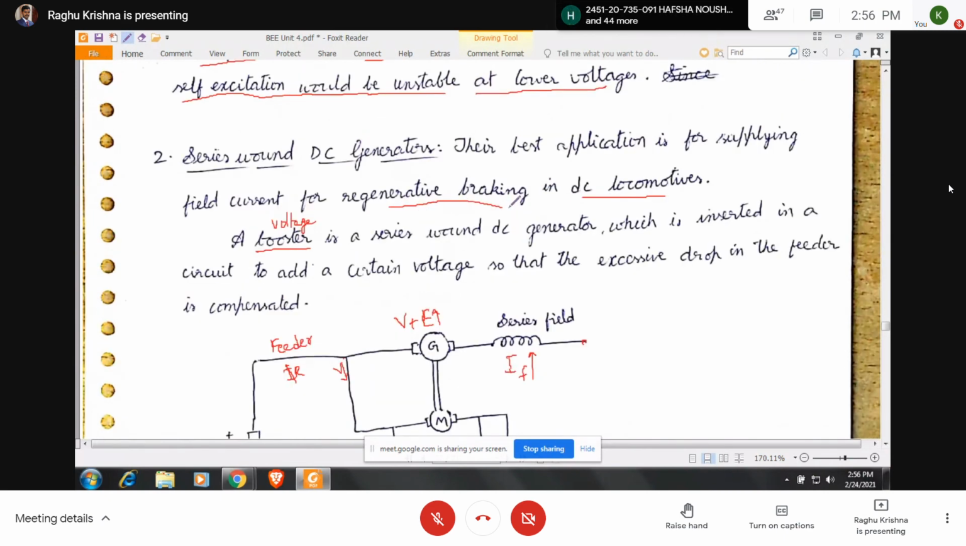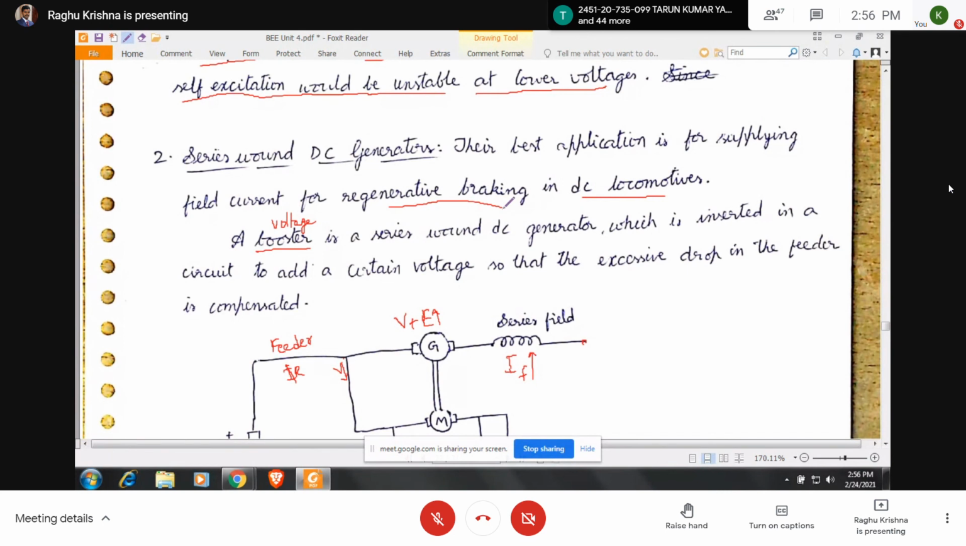Regenerative braking in DC locomotives. That means electric trains. Previously, DC motors were used to drive electric trains. Nowadays, three-phase induction motors are used. When DC series motors are used, they are made to work as regenerative braking.